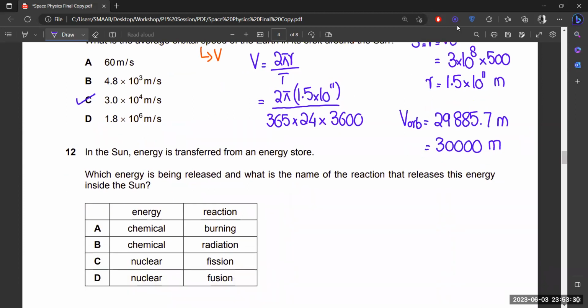In the sun, energy is transferred from an energy store. Which energy is being released, and what is the name of the reaction that releases this energy inside the sun? Now they are talking about the sun. We already discussed that there is nuclear energy, and that nuclear energy is produced due to the fusion reaction. So D is the right choice for question number 12.